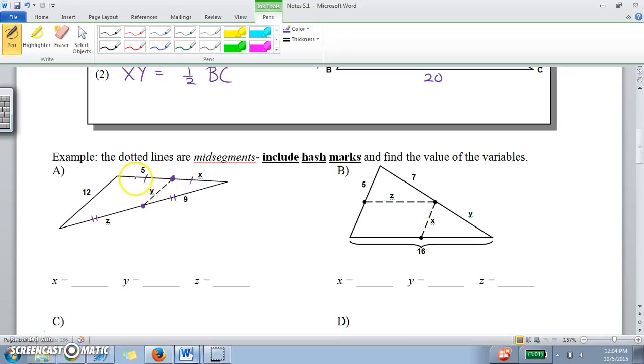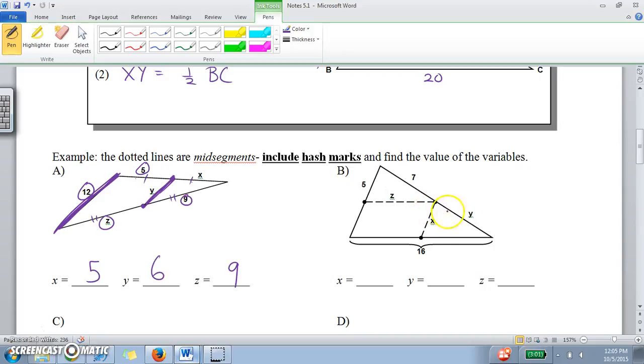So if this is congruent to this, then x has to be equal to this piece, so x has to be 5. If this is congruent to this, z has to be 9. To find y, we know that y is equal to half the length of the side that it's parallel to, so y is half of 12, which makes it 6.